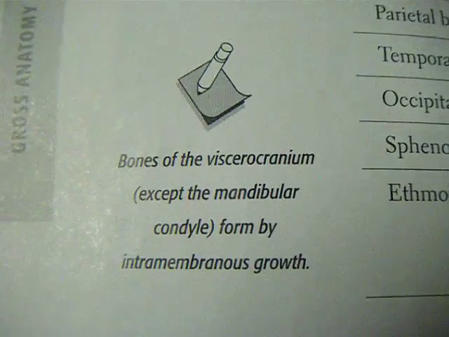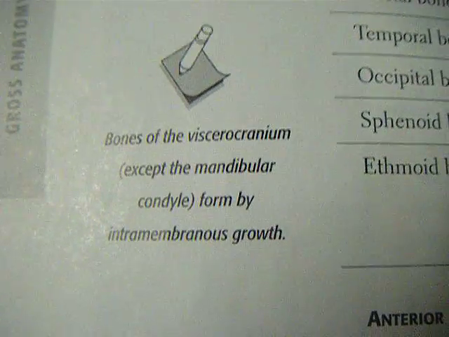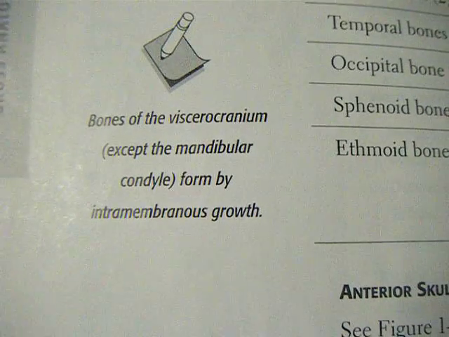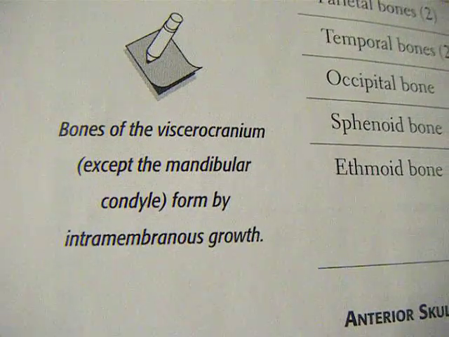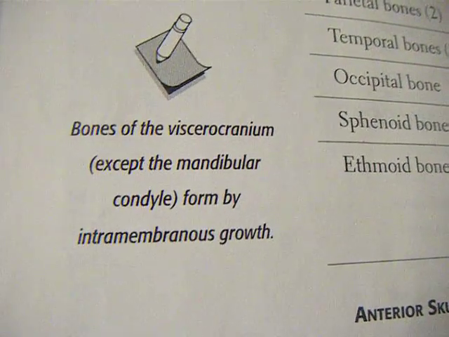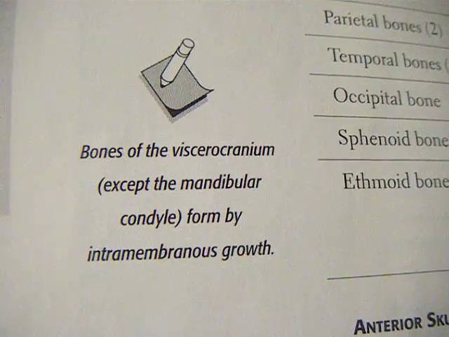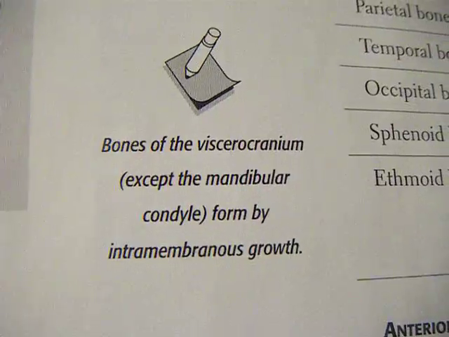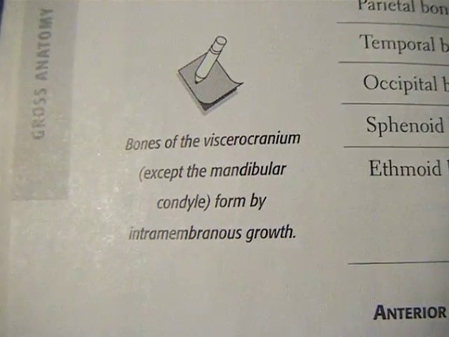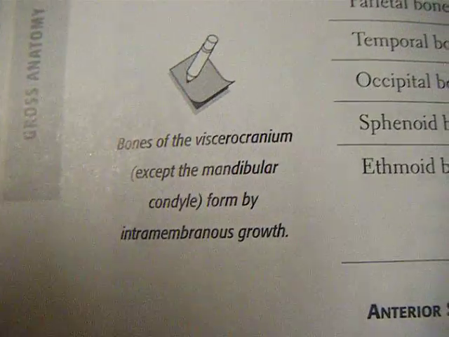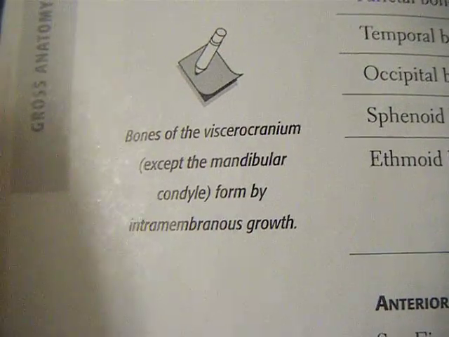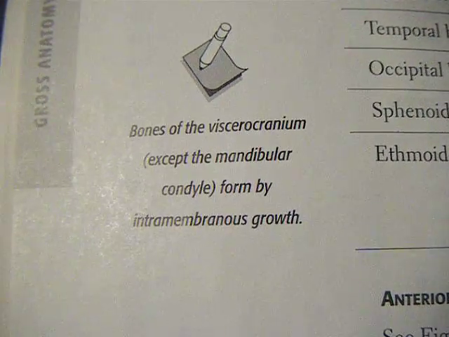The bones of the viscerocranium, except the mandibular condyle, are formed by intramembranous growth. It is very important. The mandibular condyle is not formed by intramembranous growth. It is formed by endochondral ossification.